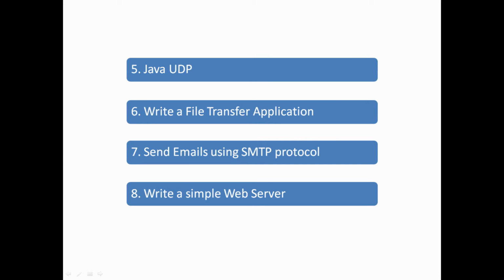In the next chapter, we are going to find out what the difference is between TCP and UDP, the most used transport layer protocols. Again, we will code together a UDP client and a UDP server, and we will see how a UDP server reacts when multiple clients try to communicate with it. In the next 3 chapters, we will learn how to create a file transfer application, how to send an email using the SMTP protocol, and how to write a simple web server in Java.